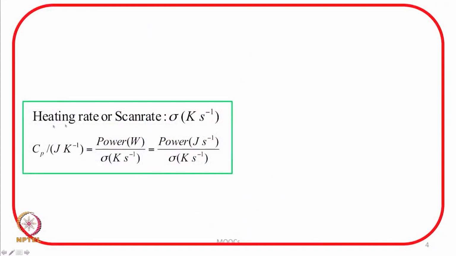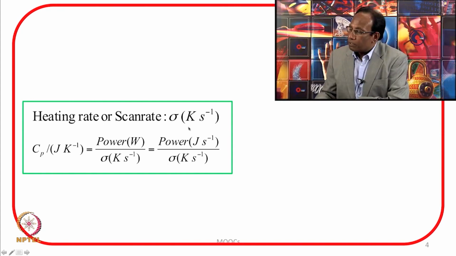Let us say the heating rate or scan rate, in Kelvin per second or per minute, whatever way you want to describe it, is sigma. If I divide power by the scan rate, the unit of power is joule per second and the unit of scan rate is Kelvin per second. Per second will cancel, so the unit is joules per Kelvin. Joules per Kelvin are the units of heat capacity. Therefore, you can convert the power into heat capacity by dividing by the scan rate.